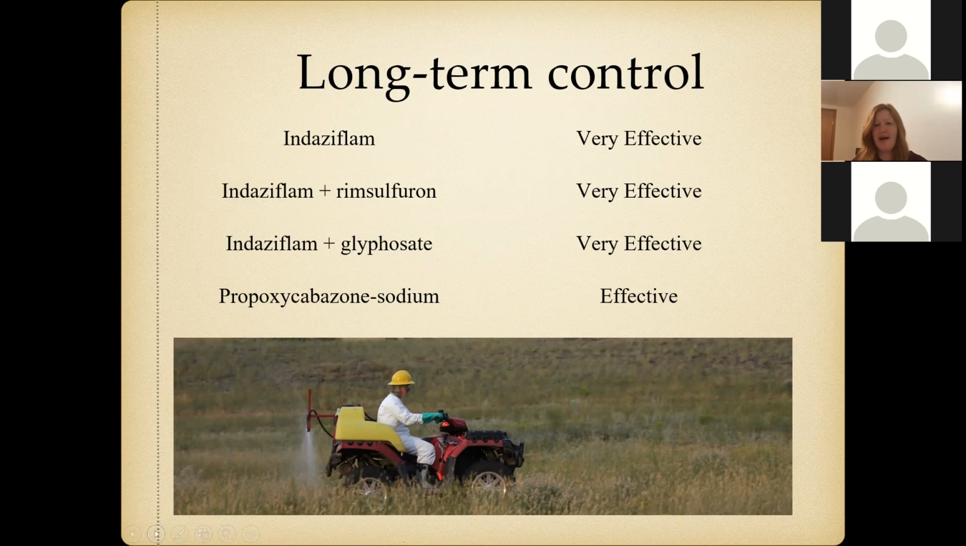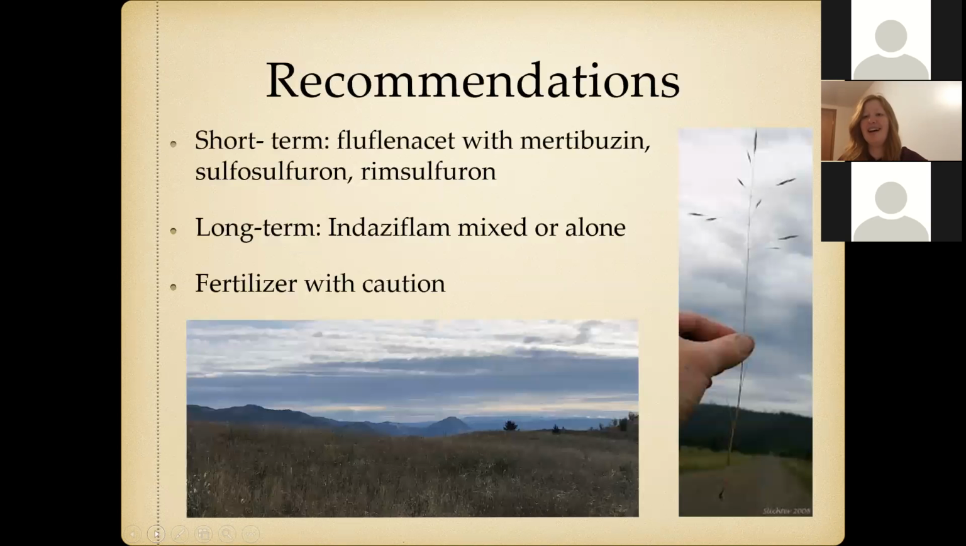So putting this all together, the secondary hope for my project was to create recommendations for management. Therefore, based on the data I collected, I propose that for short-term control methods, we use flufenacet with metribuzin, sulfosulfuron, or rimsulfuron. Again, which one you would use would really be determined by what your native species cover is within that area and what the injury rates of those are. And then for long-term control, I would really suggest indaziflam, either mixed or alone. It showed the best outcome overall and also had the lowest or no injury rate for any of our other native species as far as that study could tell.